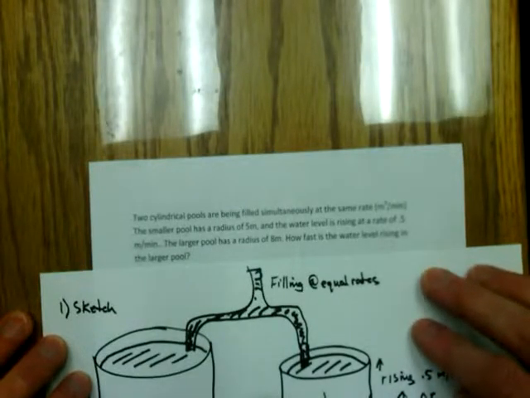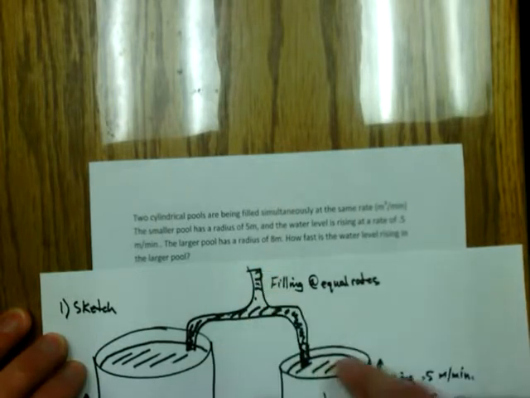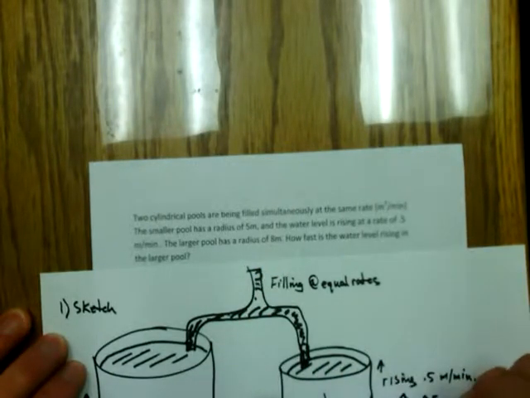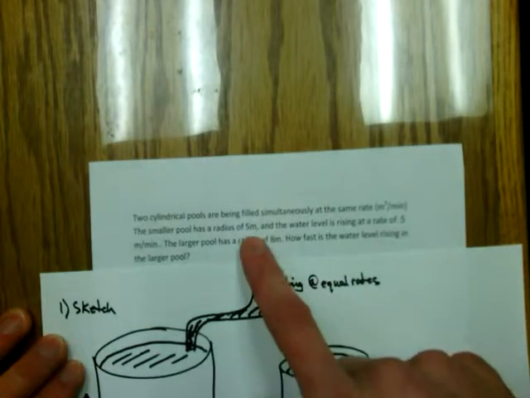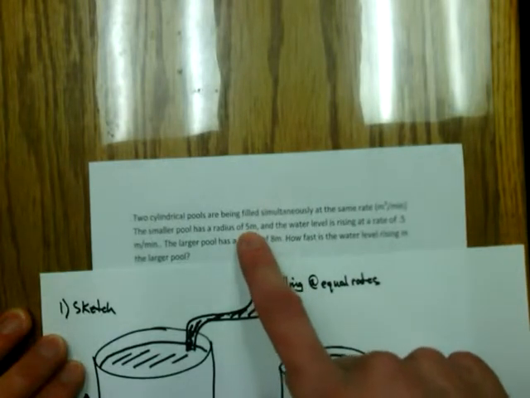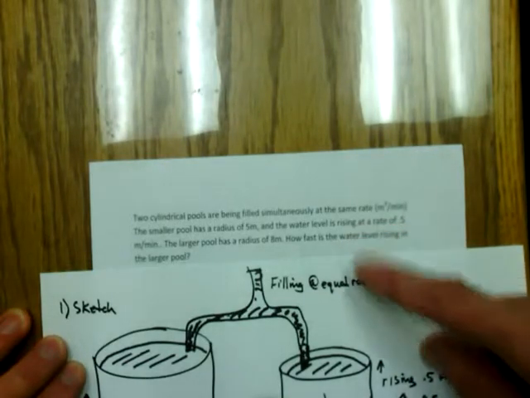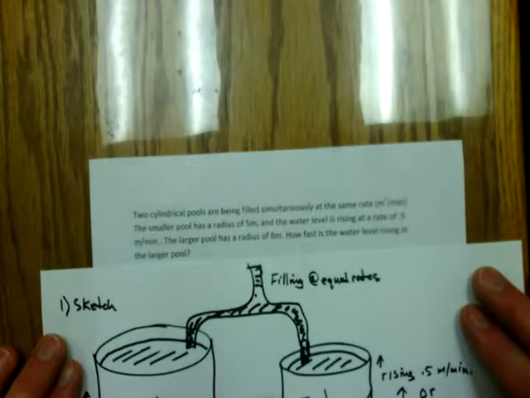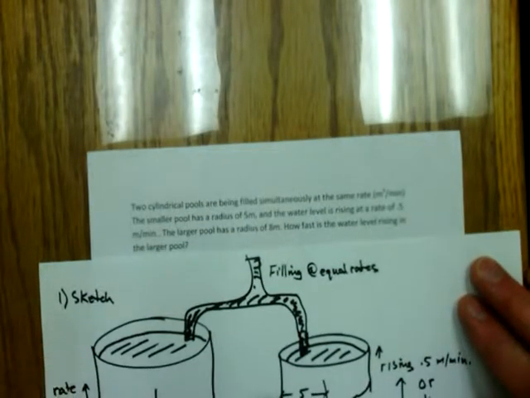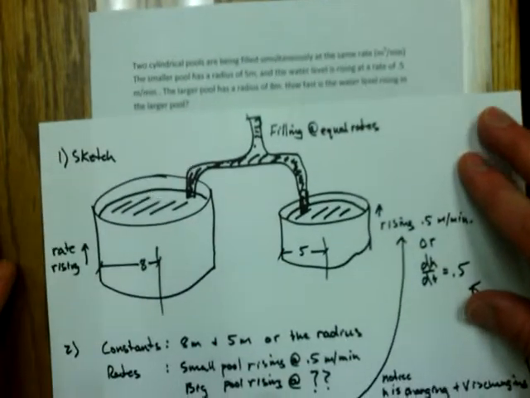We've been given the problem of having two cylindrical pools that are being filled simultaneously at the same rate. So the volumes of both pools are equal over time. The larger pool has a radius of 8 meters, the smaller pool has a radius of 5 meters. We're given that the rate at which the water level is rising in the smaller pool is 0.5 meters per minute, and we're trying to find the rate at which the larger pool is rising.